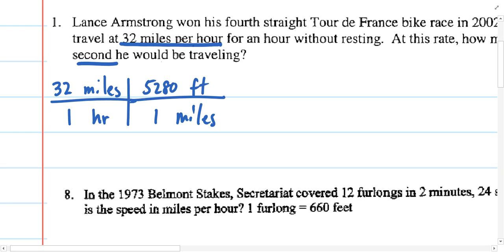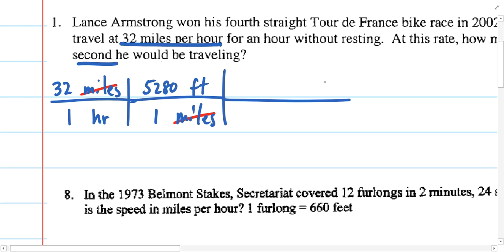5,280 feet. Now, unlike prior examples, we now have two units in our T-chart. We have both feet and hour left over. So if I complete the multiplication in this T-chart, I'm going to be left with a unit of measure not in miles per hour, but in feet per hour. And that just won't do because our goal is to get to feet per second.